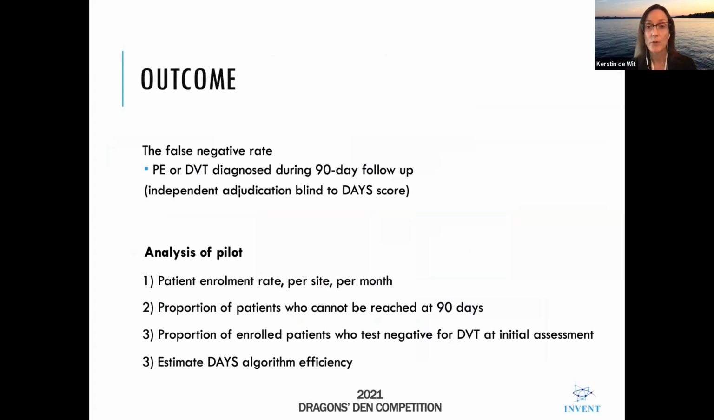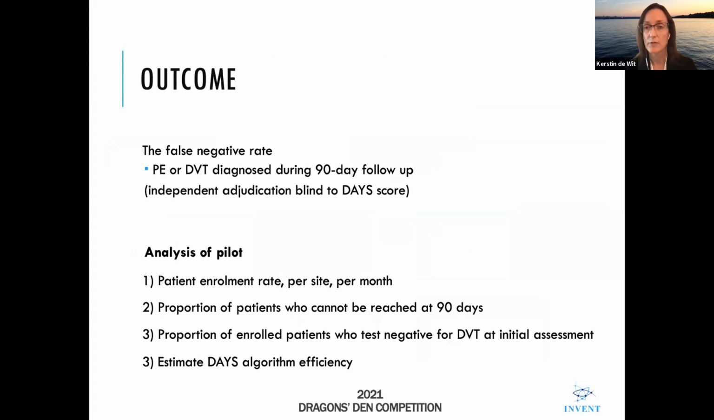The outcome for the full study is the false negative rate, which is the rate of pulmonary embolism or deep vein thrombosis diagnosed within 90 days of having negative testing using the DAYS algorithm. This is independently adjudicated, blinded to the DAYS score.